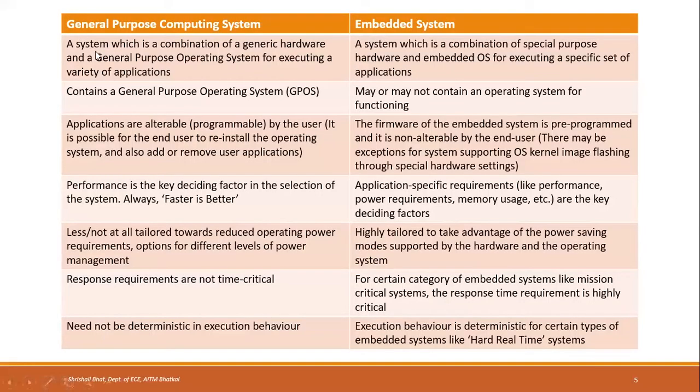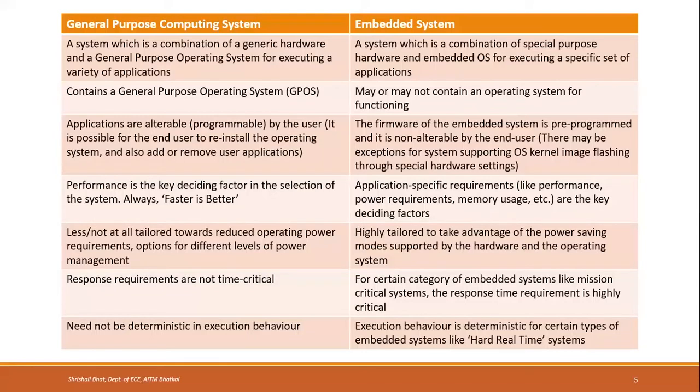General purpose computing system is a system which is a combination of generic hardware and a general purpose operating system for executing a variety of applications. So we use a generic hardware, not a customized or a tailor-made hardware, and a general purpose operating system like Windows maybe for executing a variety of applications. It is not application specific. We use the general purpose as the name itself suggests. It is used for general purpose, so for executing a variety of applications.